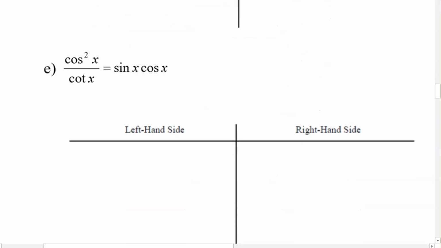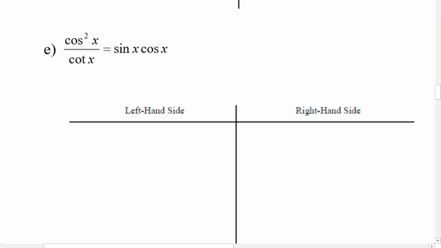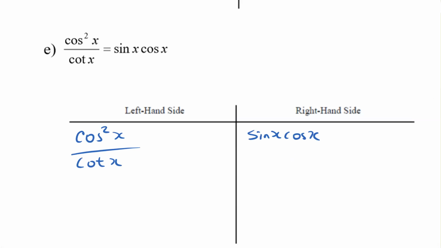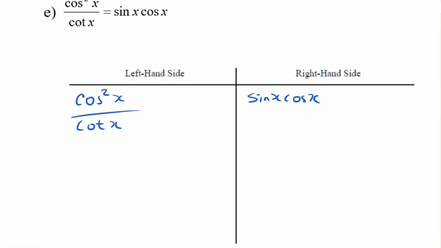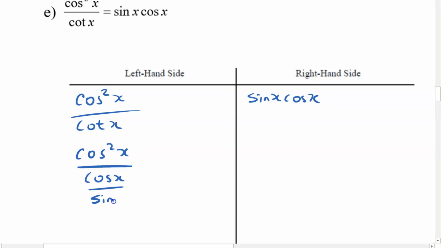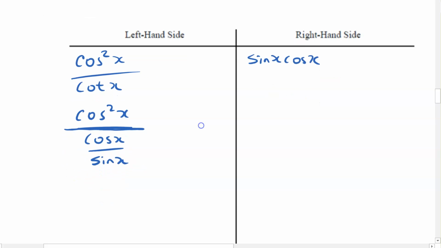Taking a look at E, here first I'll just copy it out on the chart. So again, we need to make a decision about which side we're going to start with. I think I'm going to work with the left-hand side first, and that cotan theta I can change into cos over sine. So it's going to be cos x over the sine of x. Just going to make sure that this fraction bar looks bigger than the other one. Now instead of dividing by that, I'm going to be multiplying by the reciprocal. So I'll get cos squared x times sine of x over cos of x.